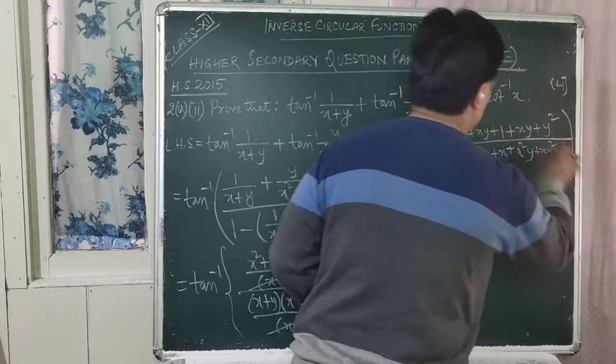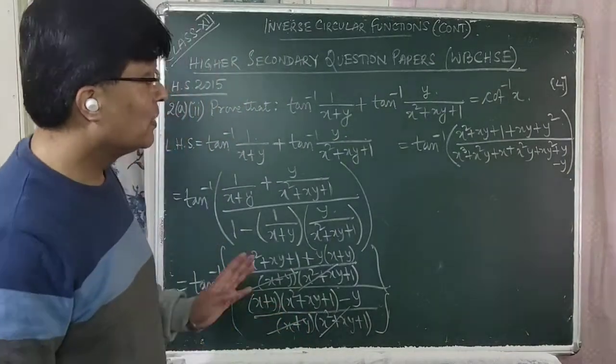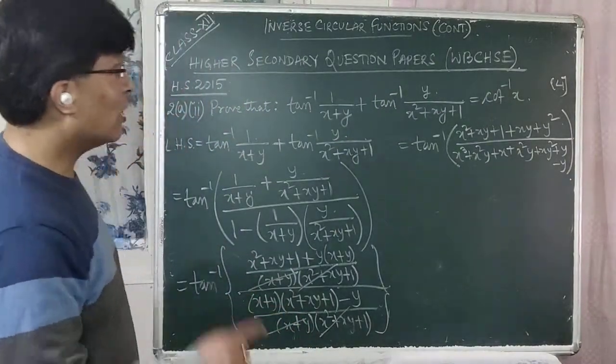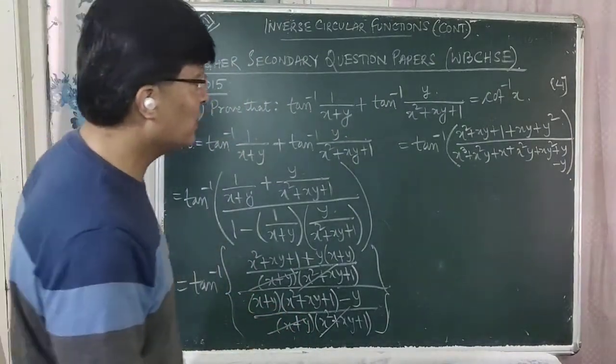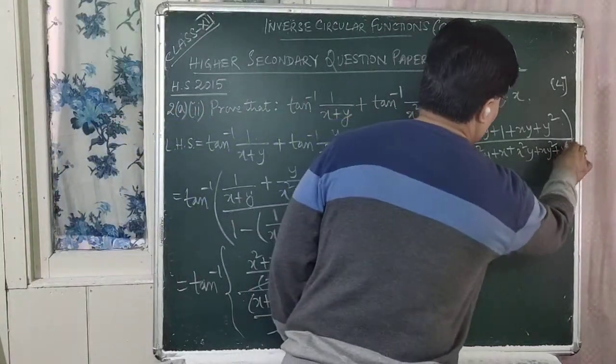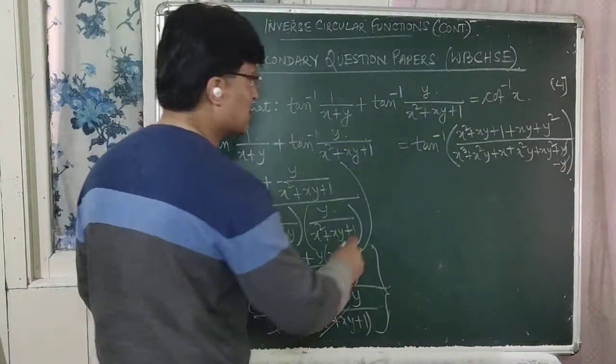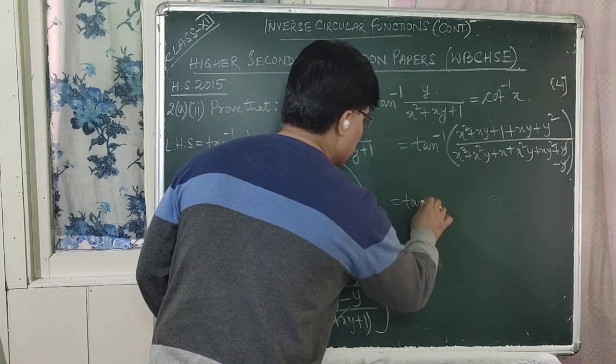So that is minus y. Is it clear to all of you? So now let us simplify the expression within first bracket. So here plus y minus y gets cancelled. So it is equal to tan inverse.